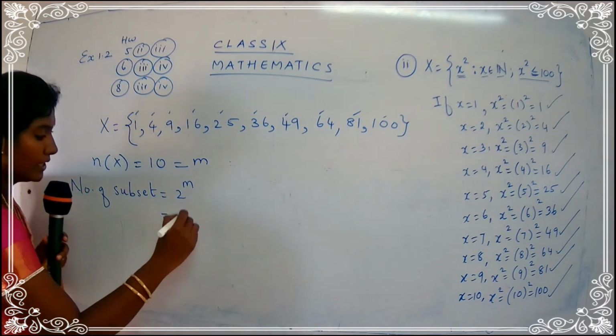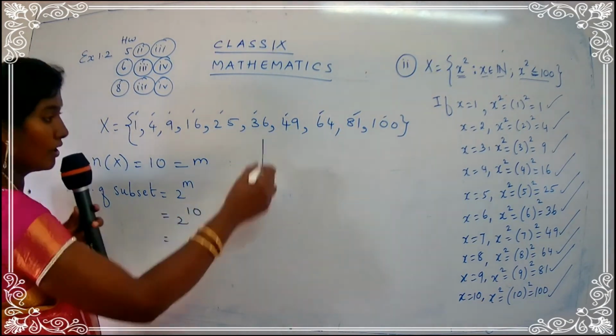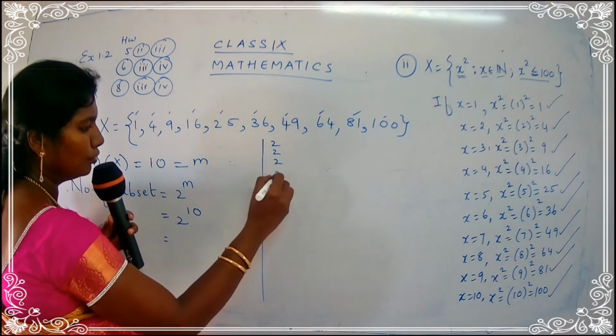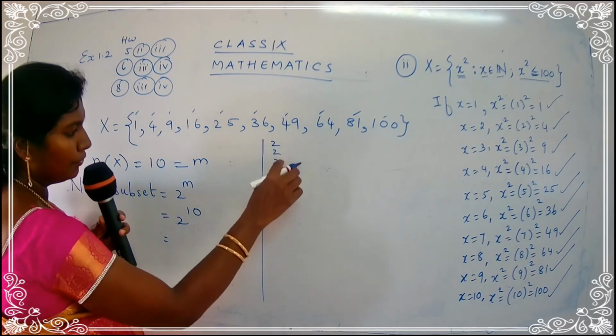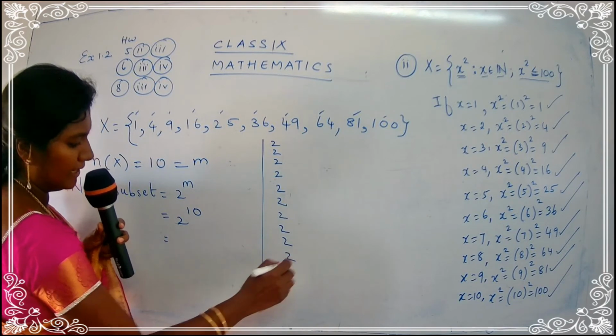What is 2 raised to m? 2 raised to 10. Yes, let's find out the value of 2 raised to 10, children. Come on, find it. 2 raised to 10 means you are going to write down 2 how many times? 10 times. Let's write 2 ten times. I have told you to do rough work over here. 2, 2, 2, 2, 2, 2. 1, 2, 3, 4, 5, 6, 7, 8, 9, 10.